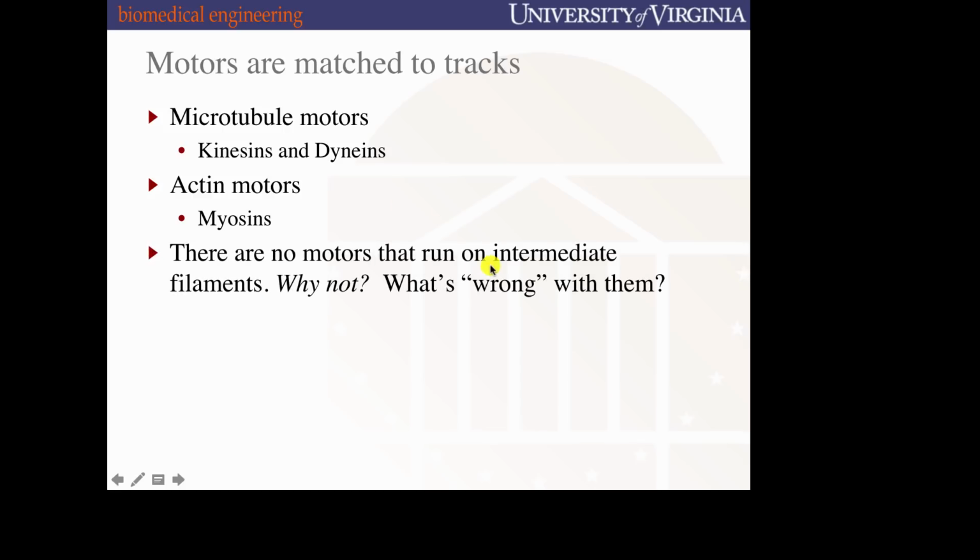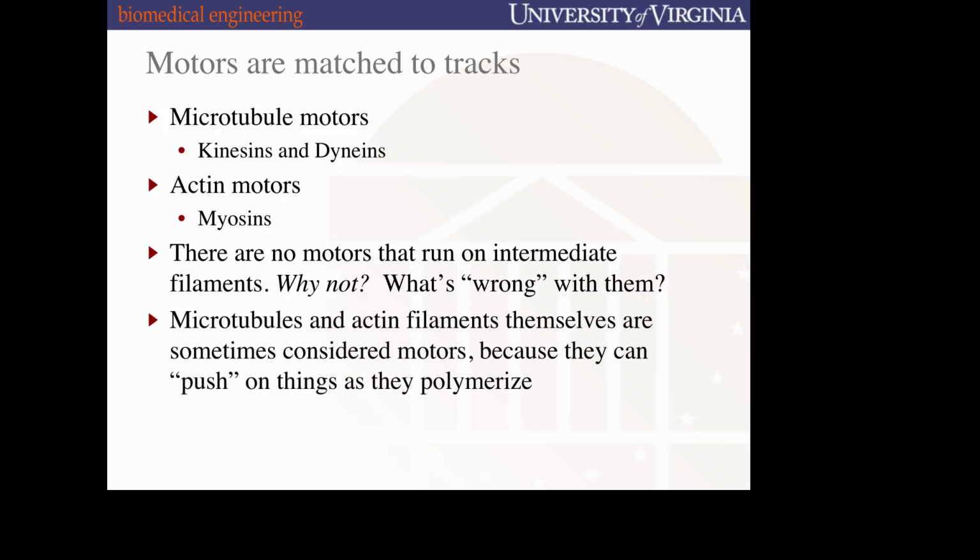There are no motors that run on intermediate filaments. Why not? The reason is that there's no polarity, right? There's no directionality to intermediate filaments. In the case of microtubules and actin motors, there's always a plus end and a minus end, so there's some directionality so that motor proteins like kinesins can move in one direction or another. On intermediate filaments, because of the randomness with which they form, there's no polarity, thus no molecular motors.